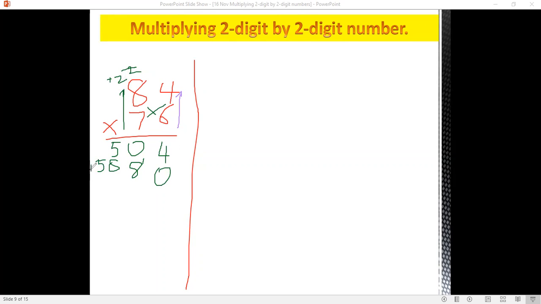Then let's add. 4 plus 0 is 4. 0 plus 8 is 8. 8 plus 5 is 13. Carry 1, 6. So our answer is 6,348 when we multiply 84 times 76. Now let's do the other method. So the first thing you're going to do is partition 76 so that you know what you're going to multiply.